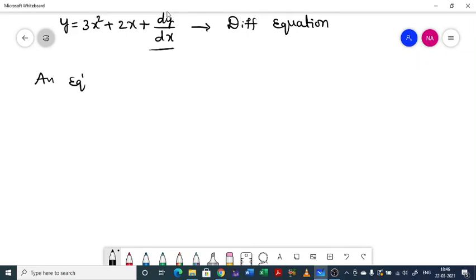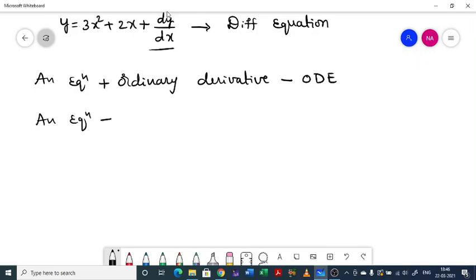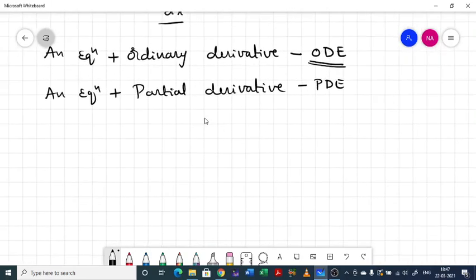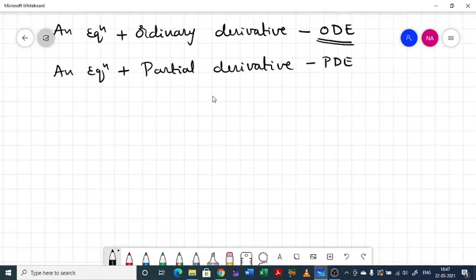An equation with ordinary derivatives will be an ordinary differential equation, which we usually write as ODE. Similarly, an equation with partial derivatives will be a partial differential equation. Partial differential equations we are going to discuss in our future classes, that means in our higher semesters. In this semester we are going to discuss only ordinary differential equations. So this is the definition of a differential equation.